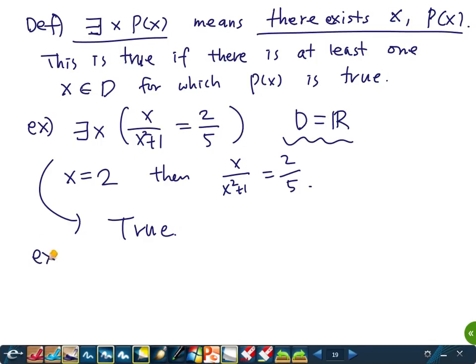Another example. It is also common to write it this way: there exists x in R. This means the domain of discourse is R. Because it takes time to say the domain of discourse all the time, we can write it this way. Is this true? If it is true, you should be able to find one real number such that this inequality holds. Can you find such an example?